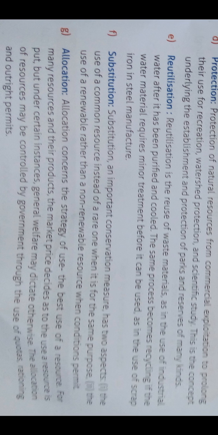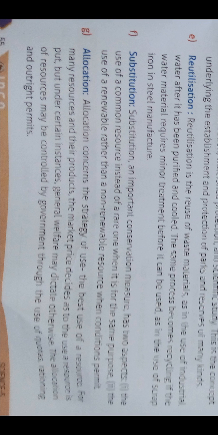Substitution. An important conservation measure has two aspects. Use of a common resource instead of a rare one when it is used for the same purpose. The use of a renewable rather than non-renewable resource when conditions permit. Allocation concerns the strategy of use, the best use of a resource. For many resources and their products, the market price decides the use a resource is put to, but under certain instances, general welfare may dictate otherwise. The allocation of reserve resources may be controlled by government or through the use of quotas, rationing and outright permits.